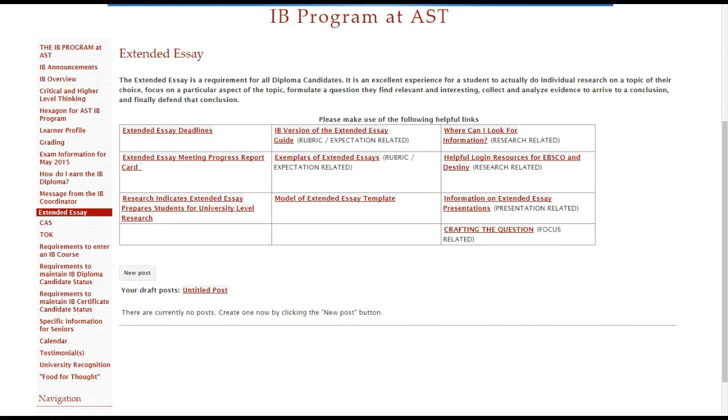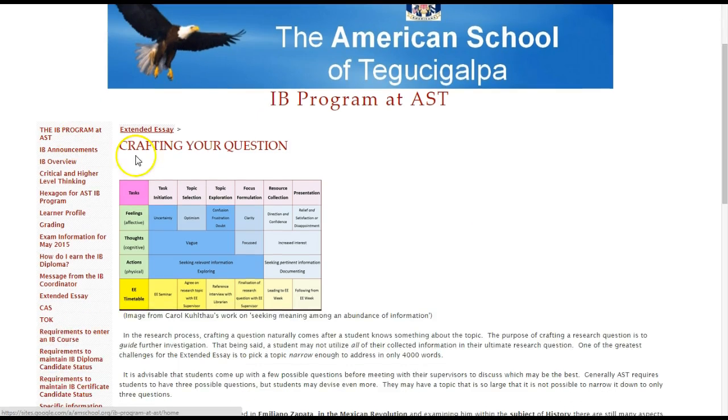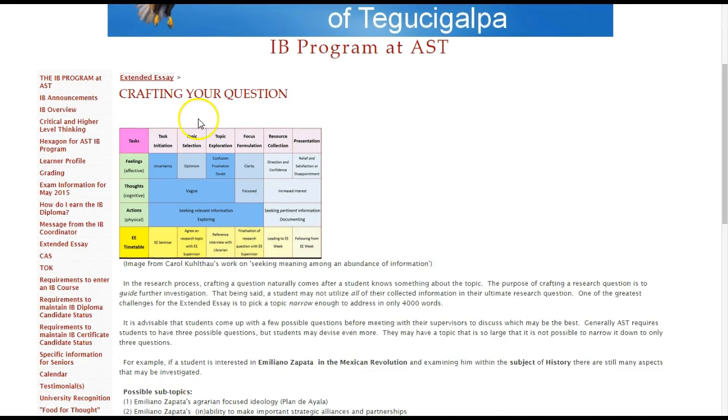And again, our journey kind of starts at the IB program at AST page, the extended essay page. Again, there's a bunch of different links here. I've been changing some of these around recently, trying to clean everything up and streamline it. But there should be a link here saying crafting the question. And this is kind of at the focus stage of our research. So if we click on that, it opens up and it starts with a chart here.